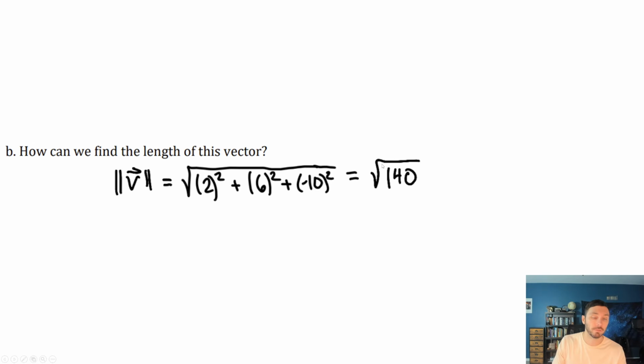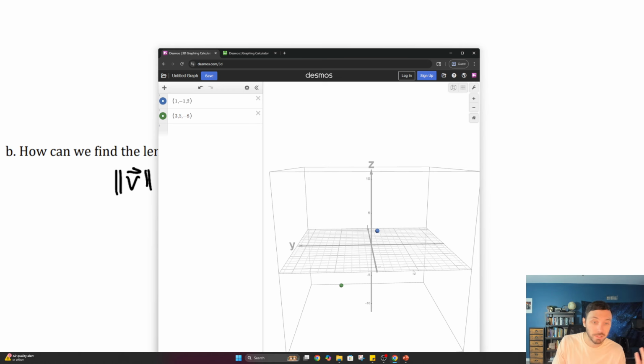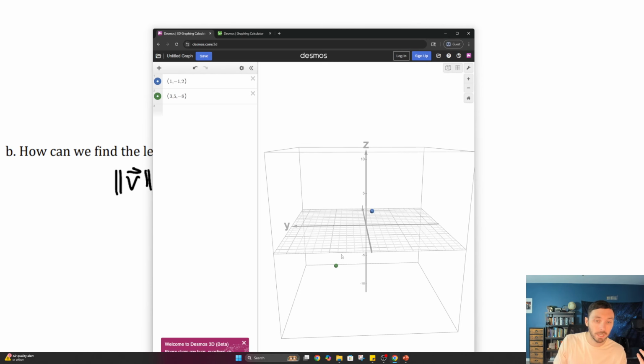So we end up getting square root of 140 here. So this number represents the distance. So let's just say x, y, and z represented feet. It would be square root of 140 feet in between blue and green here.